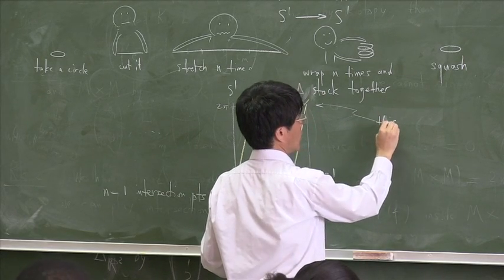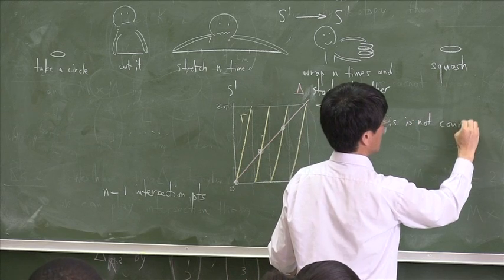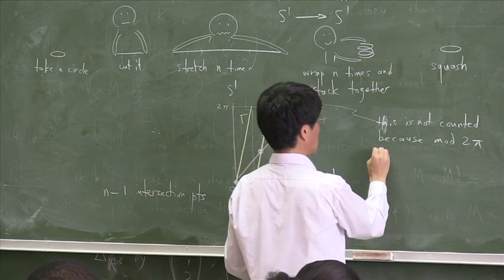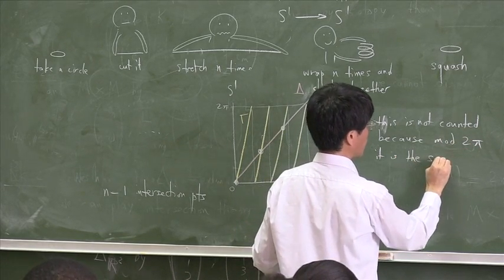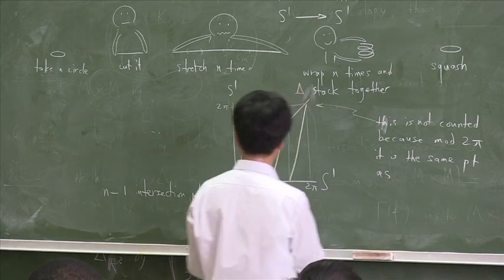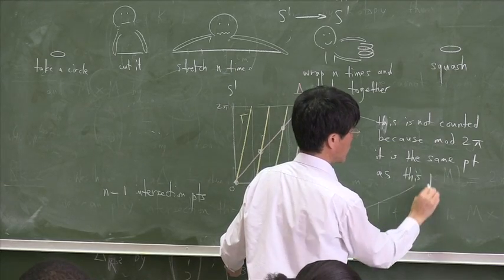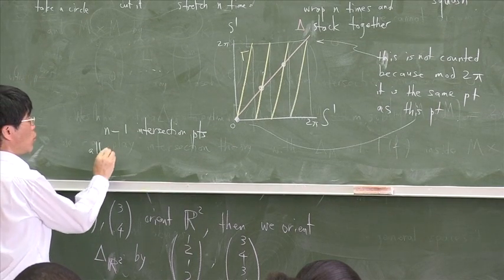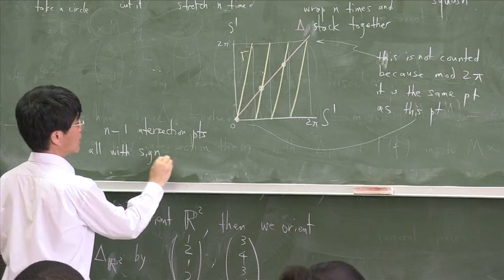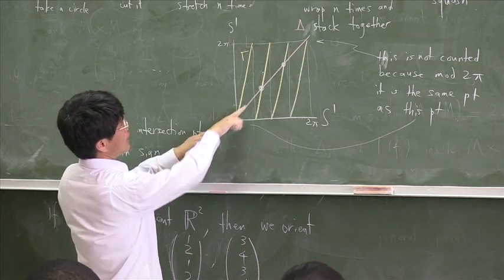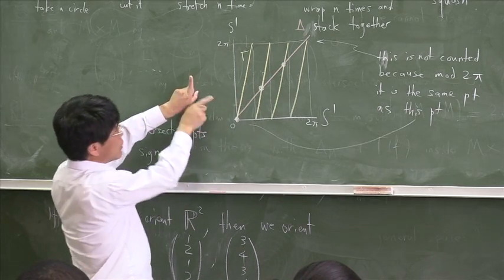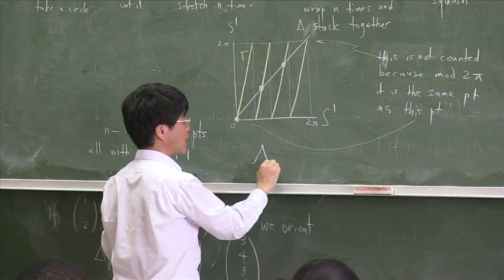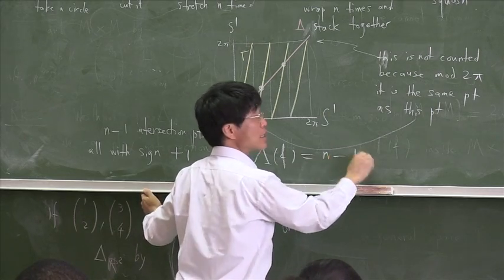This point is not counted because mod 2 pi, it is the same point as this point. N minus 1 intersection points all with sign plus 1. Why is this? Because delta gamma, like that, the ambient orientation is like this. So it's positive here, it's positive here, it's positive here, so plus 1. Therefore, the Lefschetz number of this map is equal to n minus 1.